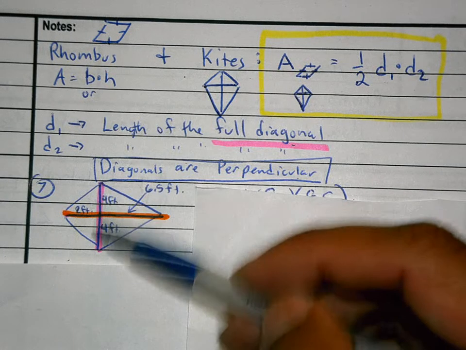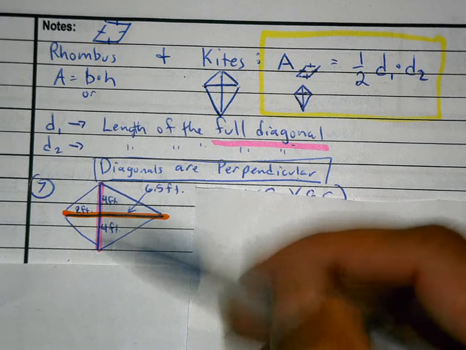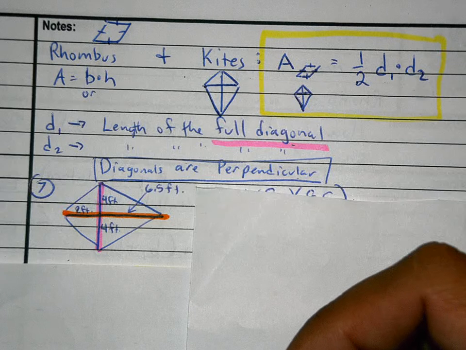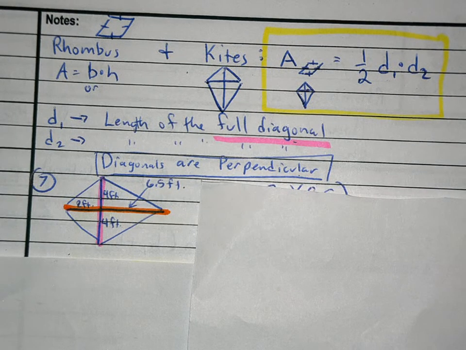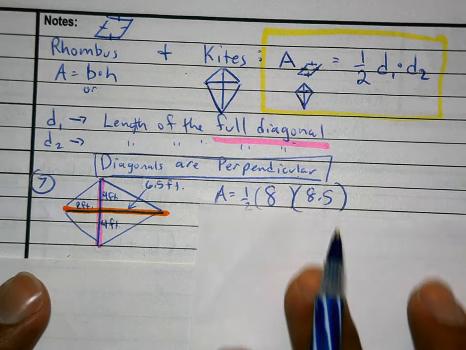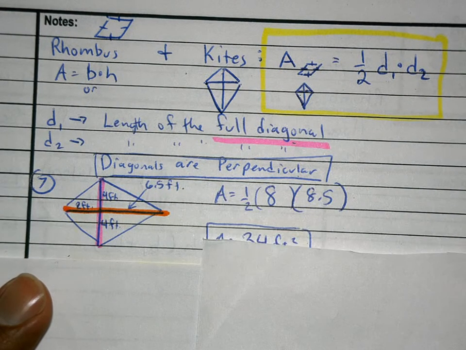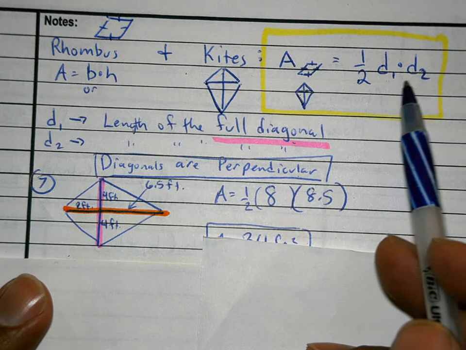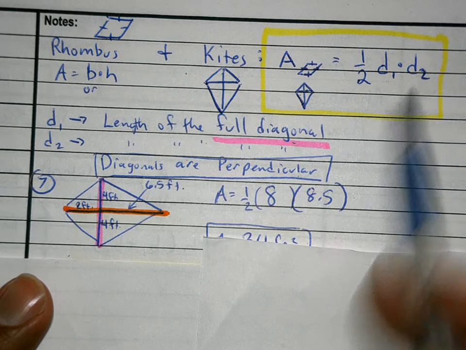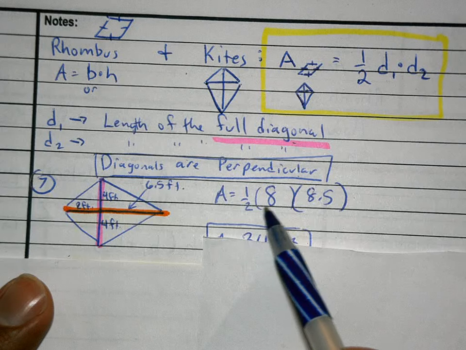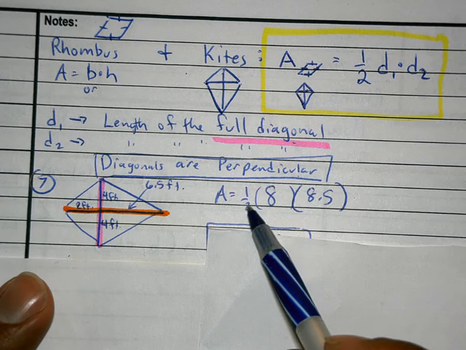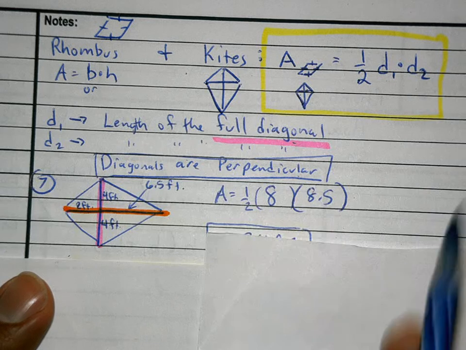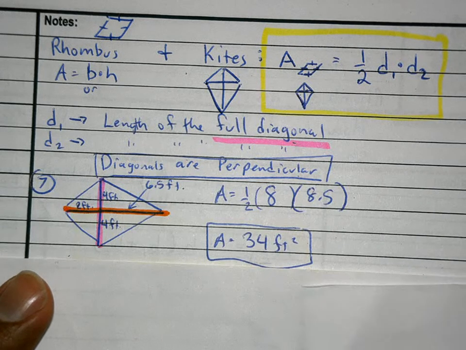This pink diagonal, how long is it? 8 feet. You are exactly right. The orange diagonal isn't 2. It isn't 6.5. It's both of those together. It's what? 8.5. So when you go into this formula, half of d1 times d2, you would get 1/2 times 8 times 8.5. And I can do this in my head because half of 8 is 4. 4 times 8.5 is 34 feet squared.